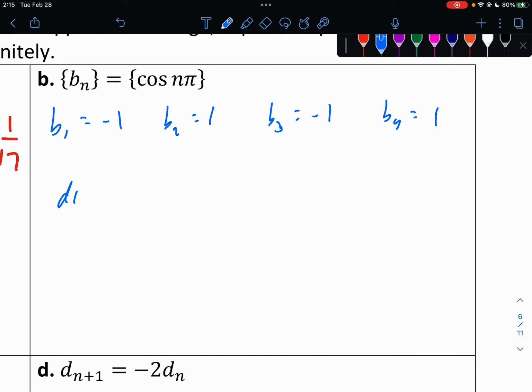So we would say this diverges. Okay, why? Again, because it looks like all it's doing is alternating between 1 and negative 1. So the limit would not exist.